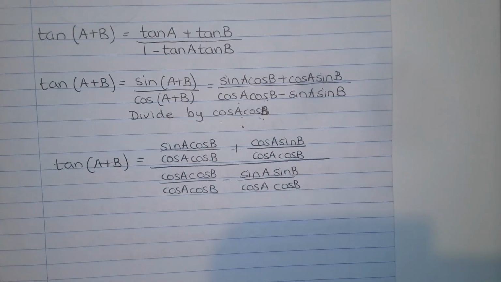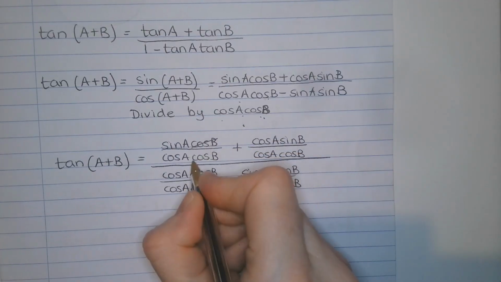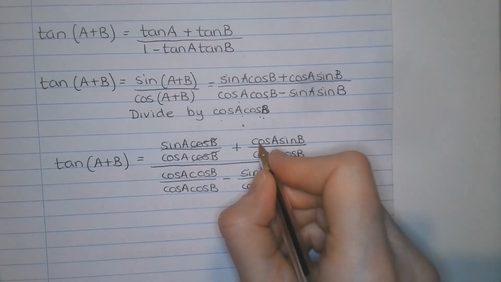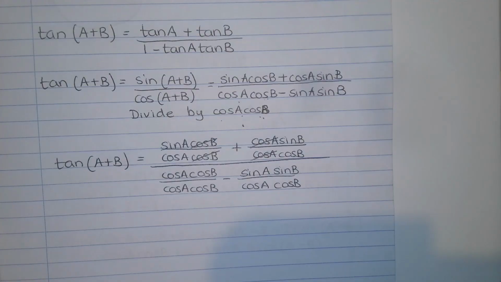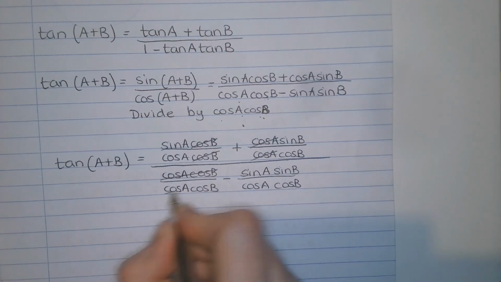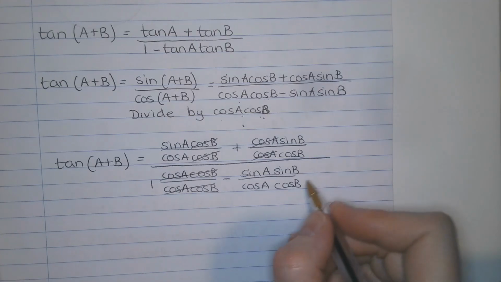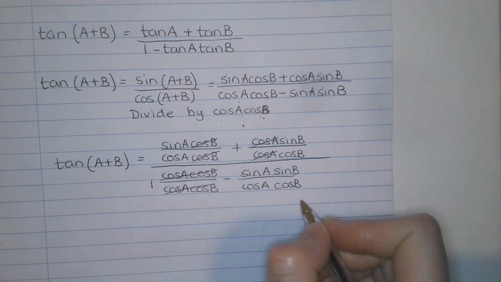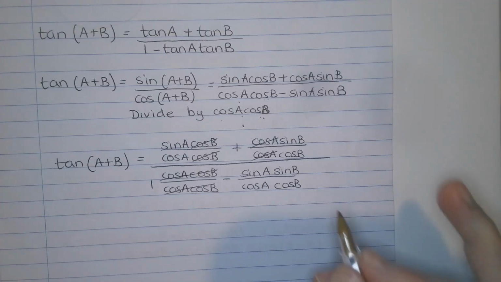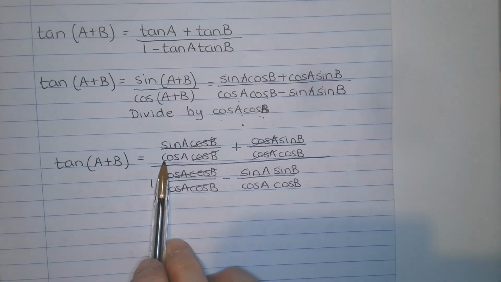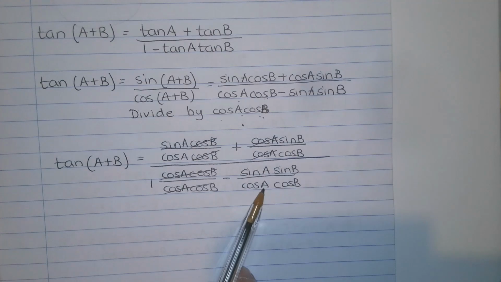And we look and see, is anything going to cancel? So our cos B's here will cancel. Our cos A's will cancel here. Here, our top and bottom cancel, leaving us with 1. And for the moment, it doesn't look like anything really cancels here. However, what we're going to look at now is what we're left with.